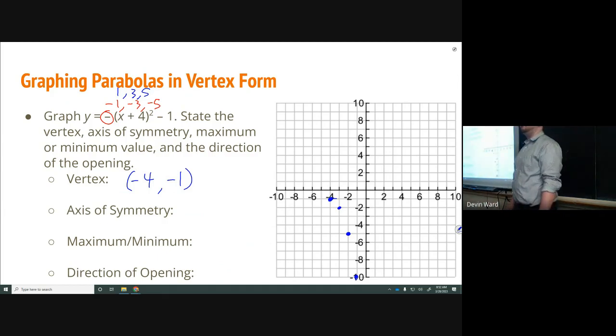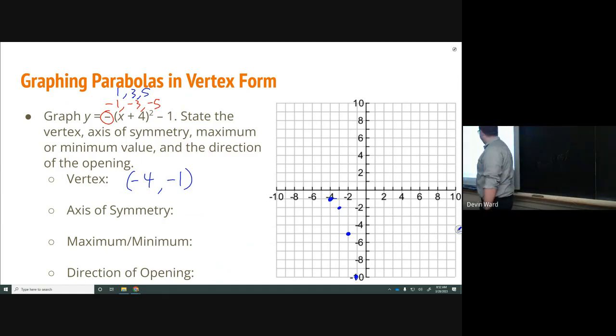Okay? Same thing on the left. Over 1, down 1. Over 1, down 1, 2, 3. Over 1, down 1, 2, 3, 4, 5.